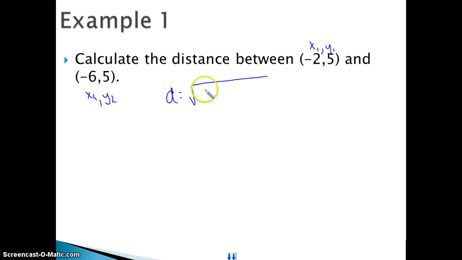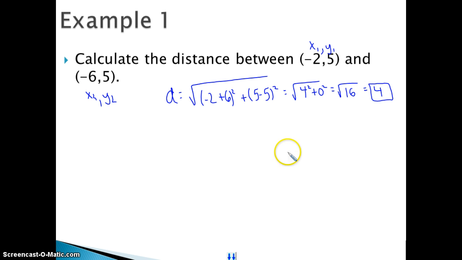Negative 2 minus negative 6, so plus 6 squared. And I did that so that I can avoid negatives wherever possible. Plus 5 minus 5 quantity squared. So when I put these together, negative 6 plus 2, that's going to give me 4. Five minus 5 is 0. That squared is going to be 0. So this would be the square root of 16, which is 4.